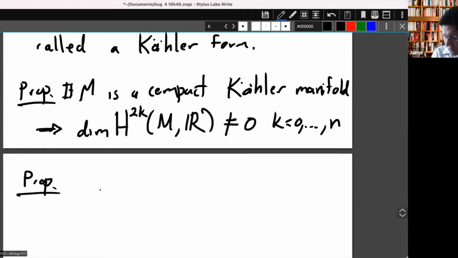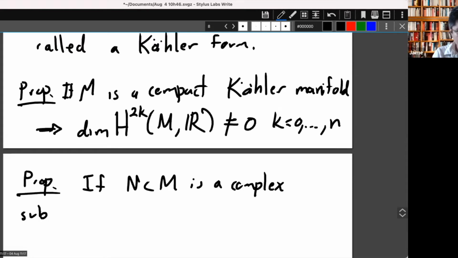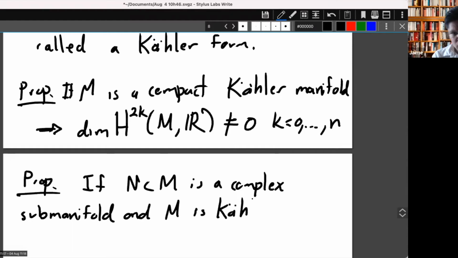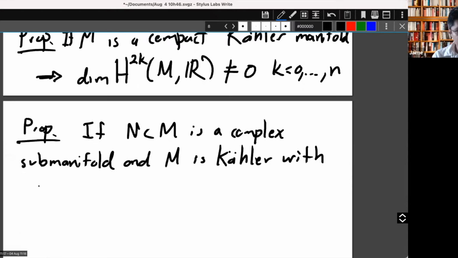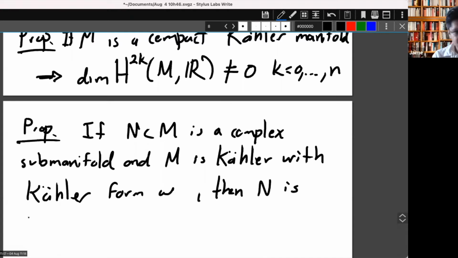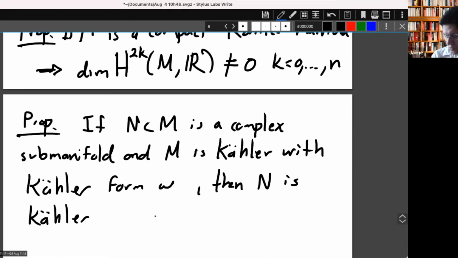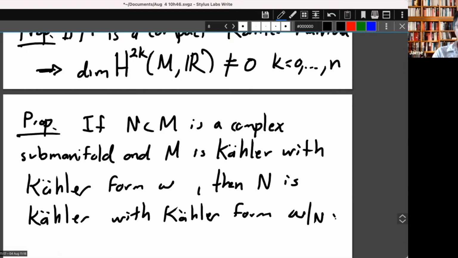But anyway, another important property is that if N is a complex submanifold, and M is Kähler with a Kähler form omega, then N is also Kähler. With Kähler form, what do you think it is going to be? It's going to be omega restricted to N.